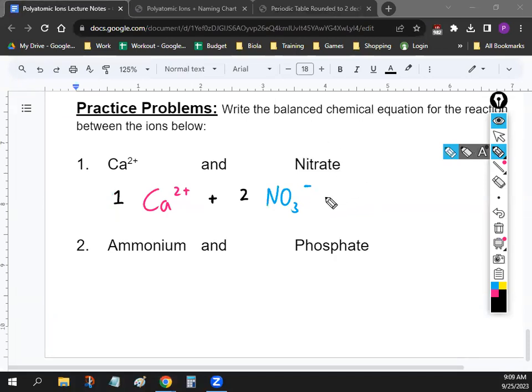All right, and then these guys are going to combine. So same thing as before. We're just going to put them right next to each other. We've got Ca, and then we're going to put nitrate next to it. But if you guys remember, we need 2 nitrates. And this is where the parentheses are going to come into play. Since we need 2 of this entire thing right here, we're going to put parentheses around nitrate and put a 2 behind it. And so that's why we went over the parentheses thing, to show that we need 2 nitrates to balance out 1 calcium.